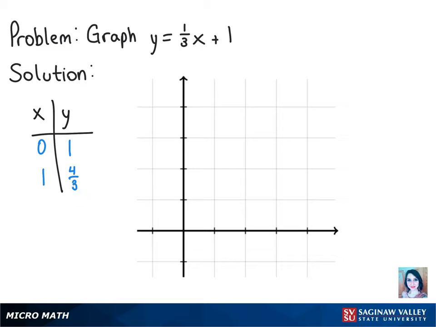So now we can graph 0, 1, and then 1, 4/3, which would be about right there. And then once we connect those, we have our line.